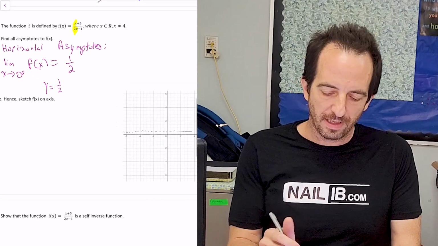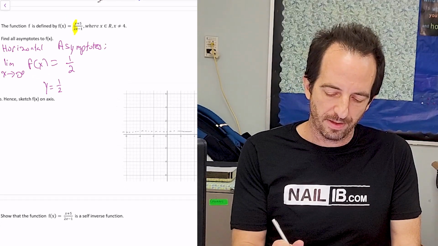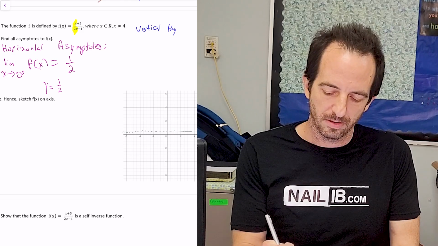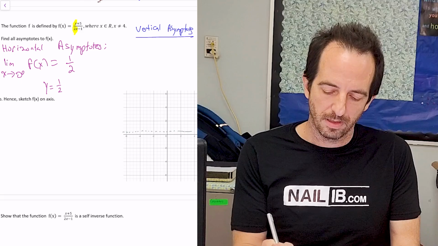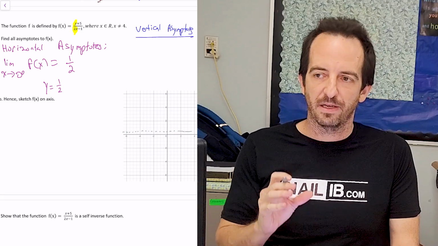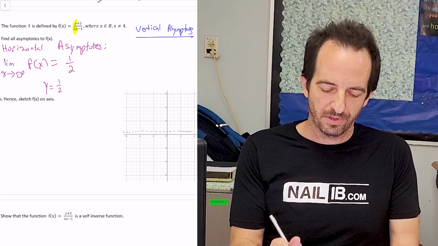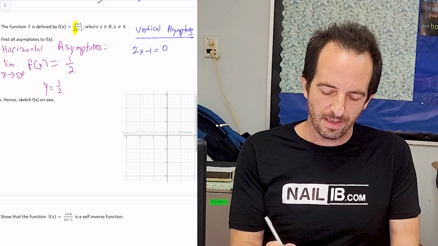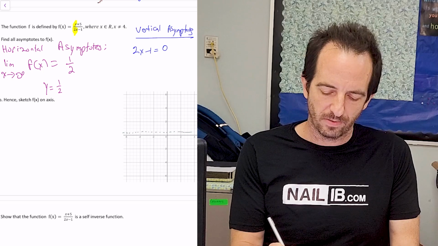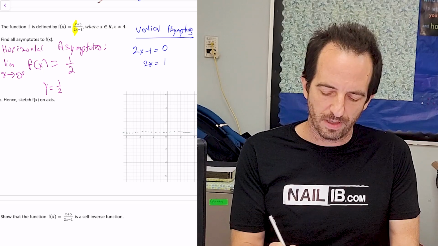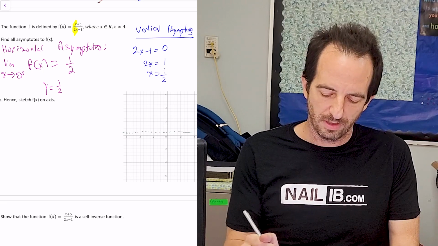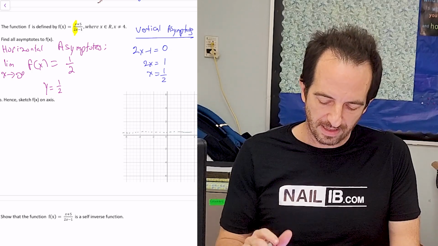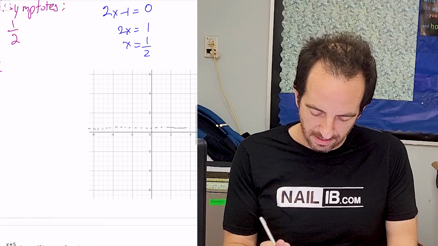And what about the vertical asymptote? Our vertical asymptote is going to be whenever the denominator is equal to 0. So is 2x minus 1 equal to 0? That will be when 2x is equal to 1, or when x is equal to 1 over 2. So that is equal to our vertical asymptote. So I could sketch that in as well with this gray dotted line to symbolize it.